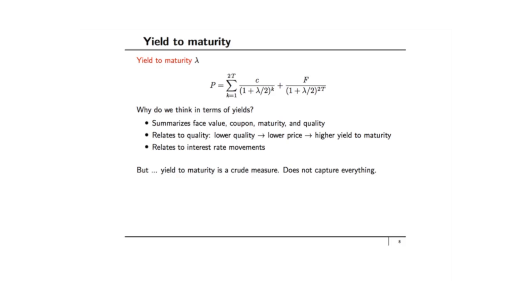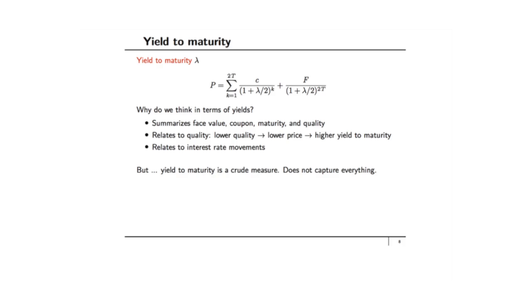It's a number that has understandable movements with respect to quality. Lower quality means lower price, which means higher yield to maturity. The intuitive way to think about it is that cash payments in the future are going to be discounted with a higher interest rate. Why with a higher interest rate? Because I'm not certain that those cash payments are going to come, and therefore I want to discount them very strongly. With lower quality, I'm even more uncertain, which means that I should have a higher yield to maturity.